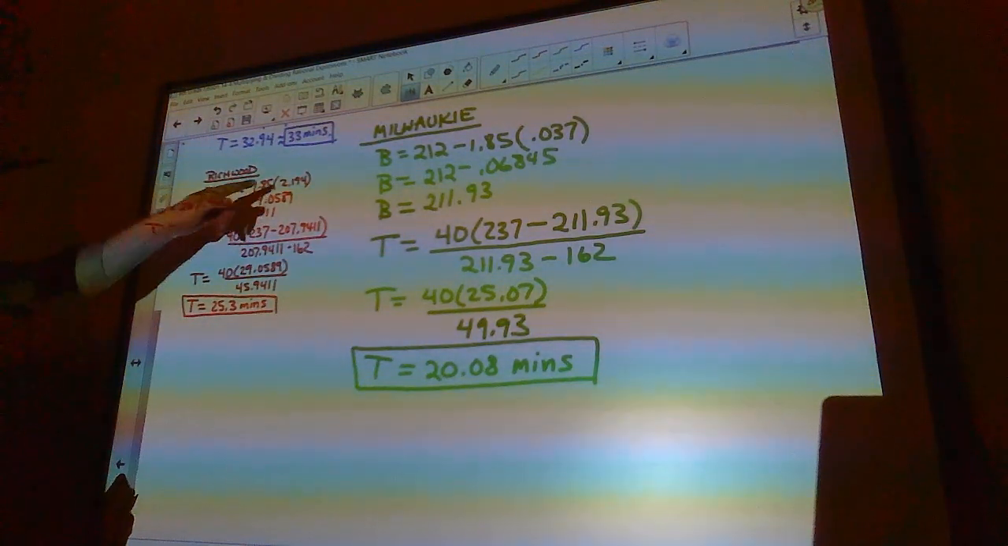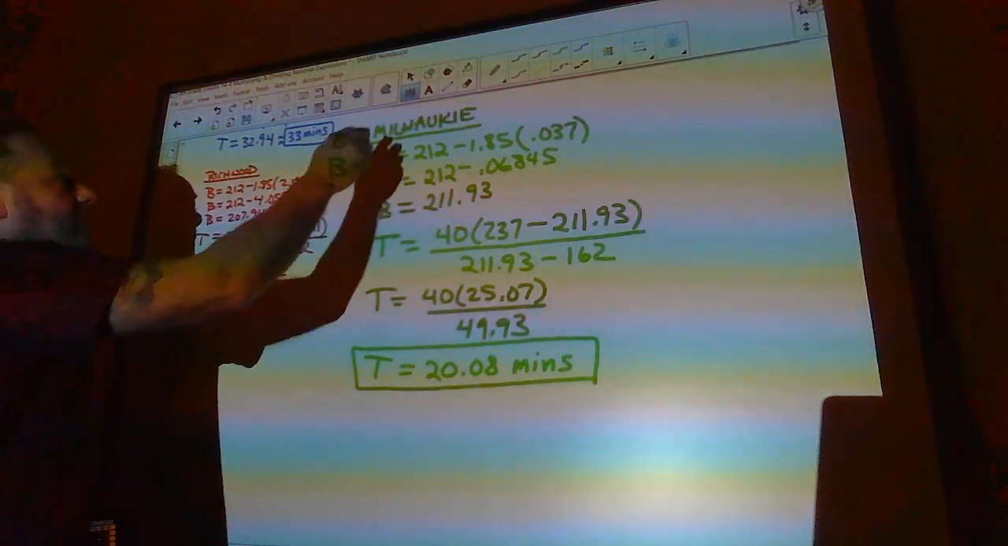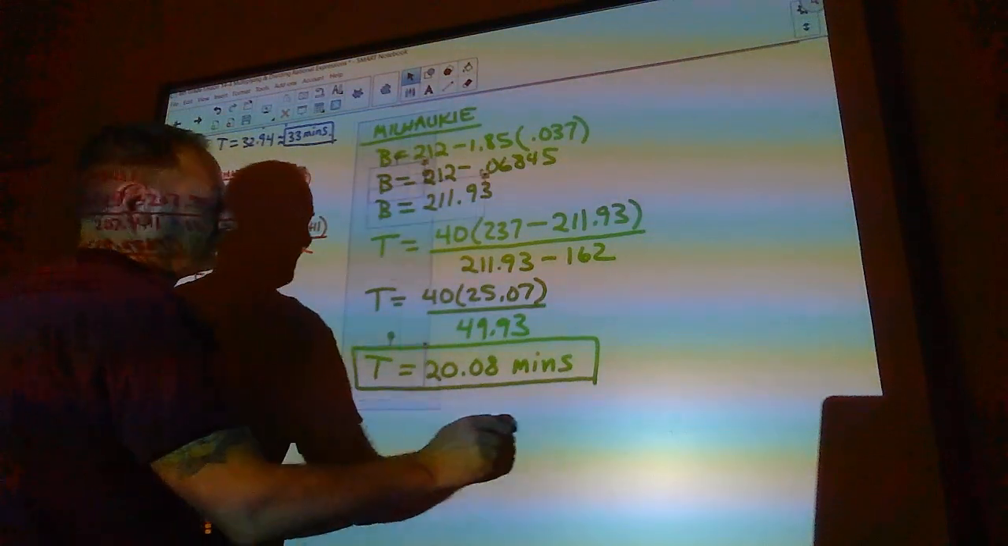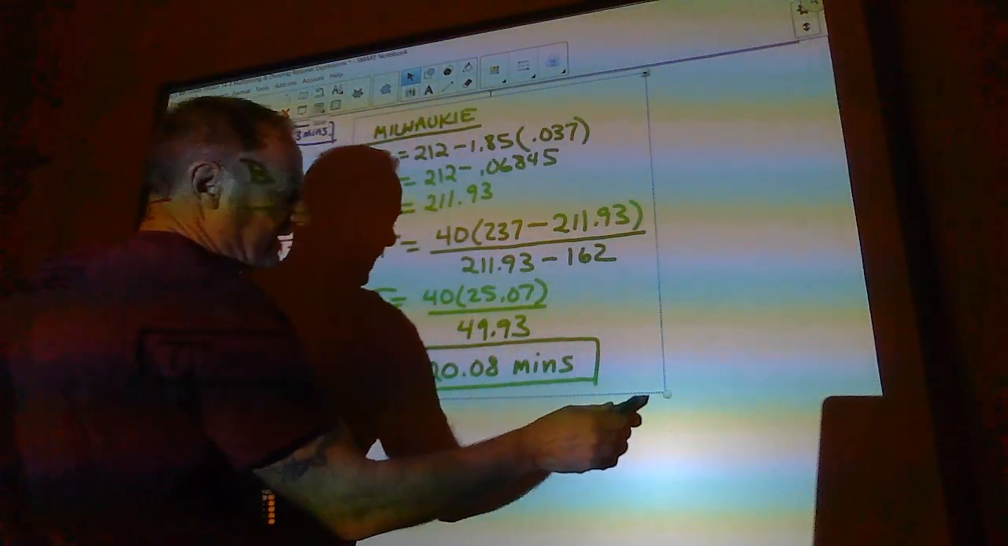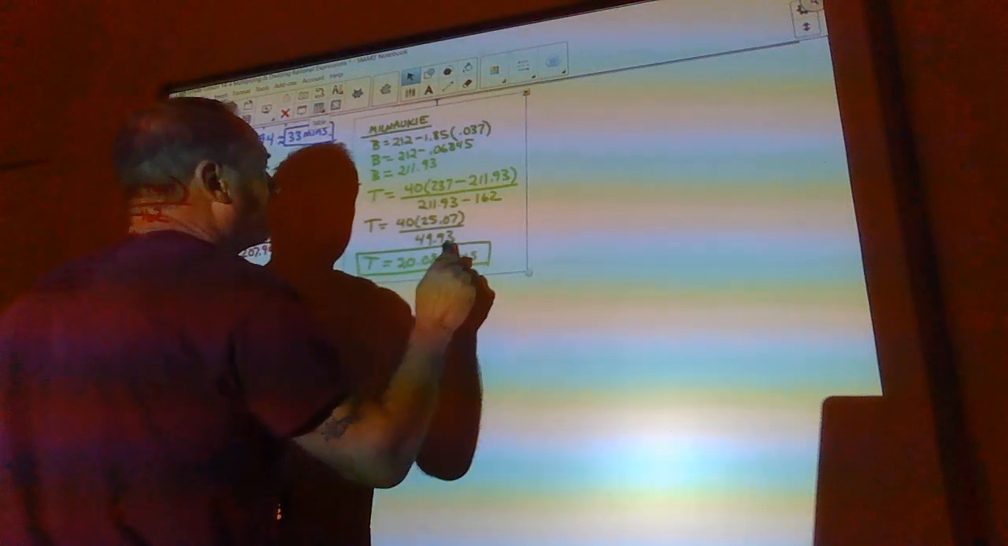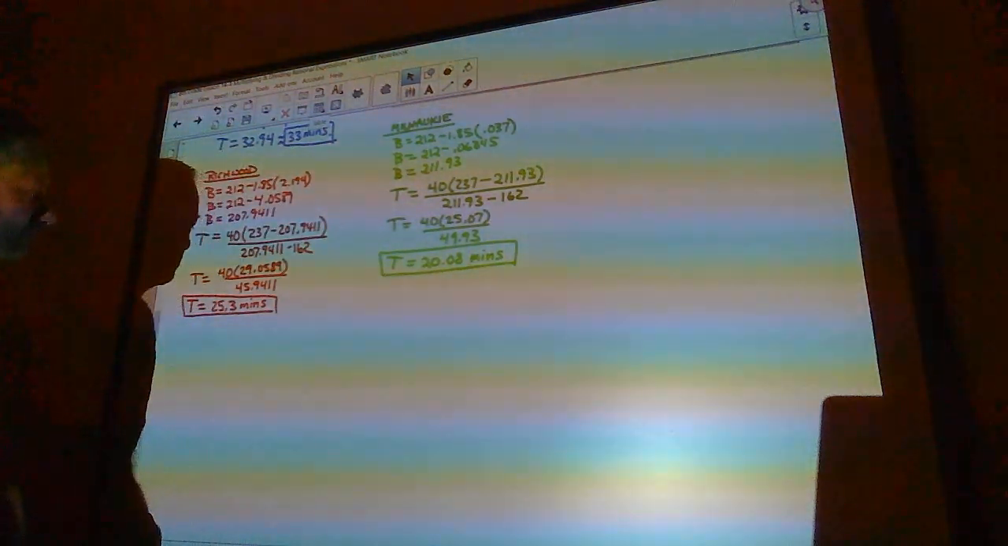So, a lot shorter of a time in Milwaukie than it would take you in Bozeman, Montana. So hopefully that's what you got. If you just put 20 minutes, I'm really good with that.